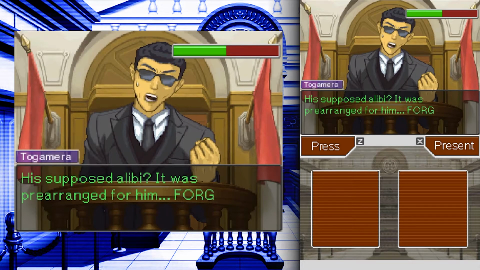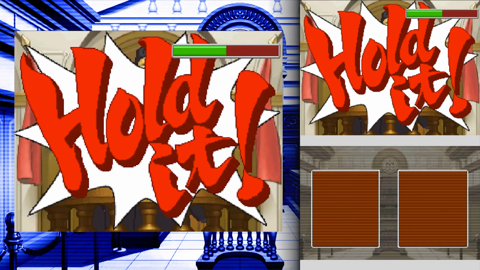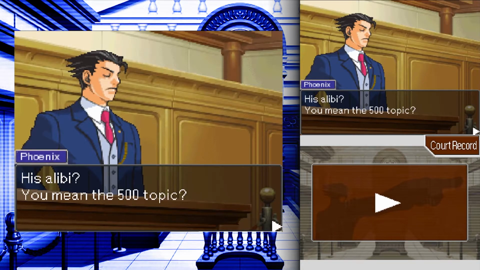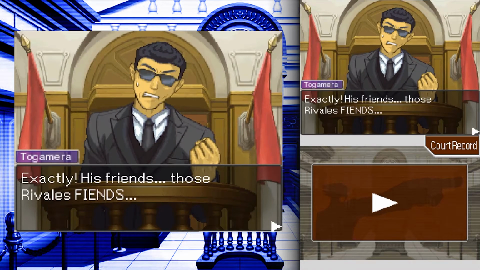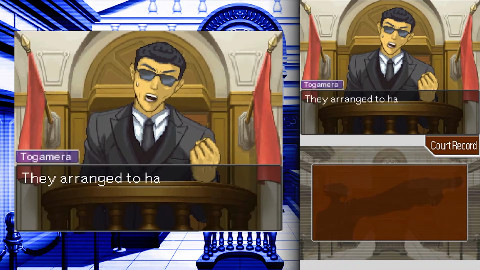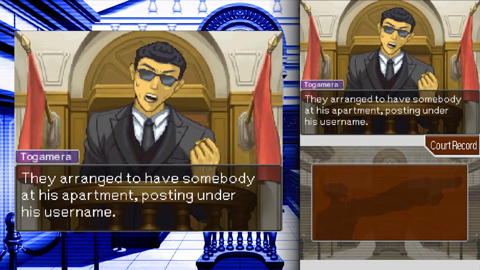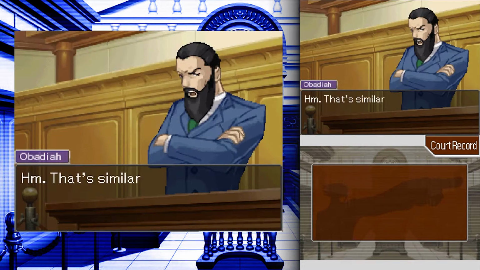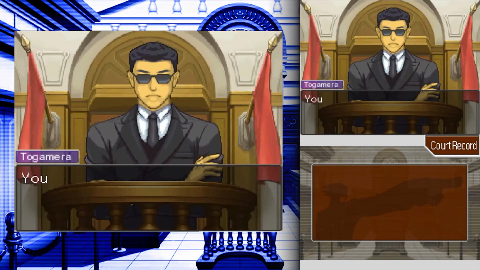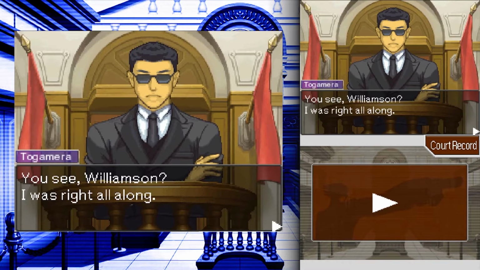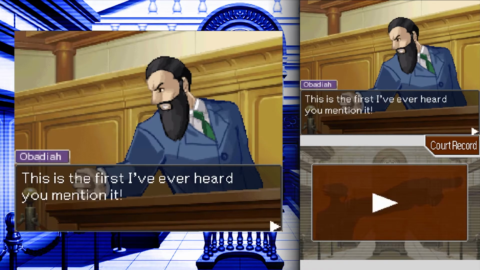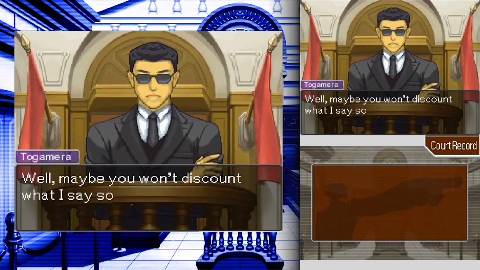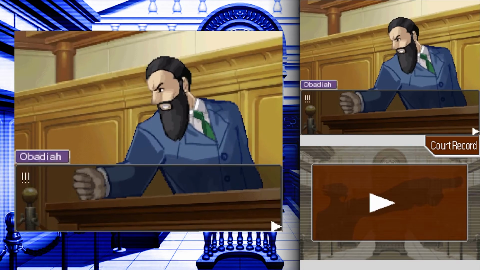Okay then. I suppose the alibi was prearranged for him. Forged. His alibi? You mean the 500 topic? Exactly. His friends, those Valley's fiends, arranged to have somebody at his apartment posting under his username. That's similar to what we already discussed. You see, Williamson, I was right all along. What? This is the first I've ever heard you mention it. Well, maybe you won't discount what I say so quickly next time.